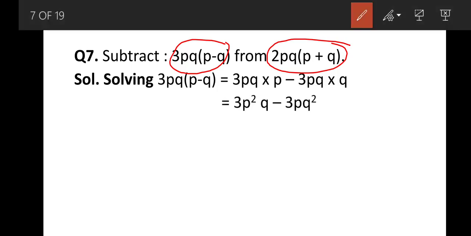So what I have done, 3pq was written outside the bracket, and this is the rule that we need to multiply every term, each term of one polynomial with each term of the other polynomial. So 3pq into p, that will give you 3p square q, minus 3pq into q, that will give you minus 3pq square. Because here power of q is 1, so it will be q raised to the power 2. Here power of p is 1, so it will be p square. So after solving the first expression, you will be getting 3p square q minus 3pq square.